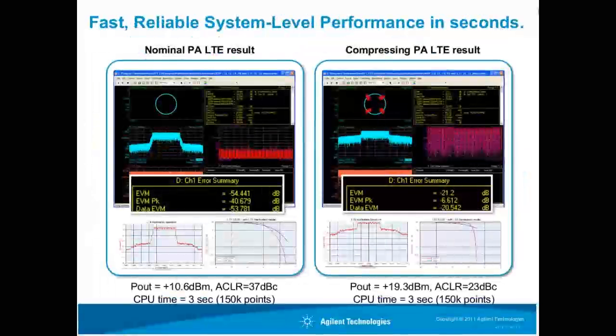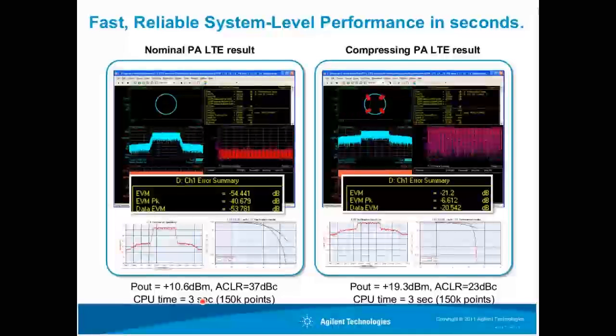Here's 2 results. So the VSA runs on your desktop. It looks just like it would in the real instrument. And with the signal level backed off, you've got a nice clean response, very good ACLR, and you can do 150,000 points in 3 seconds, which is extremely fast.